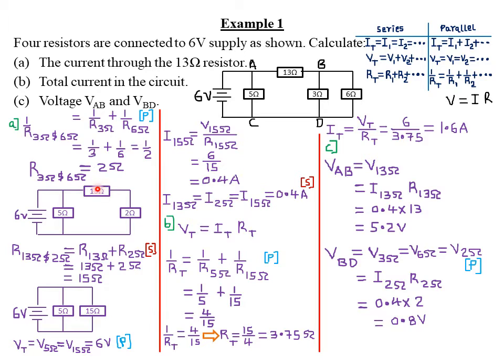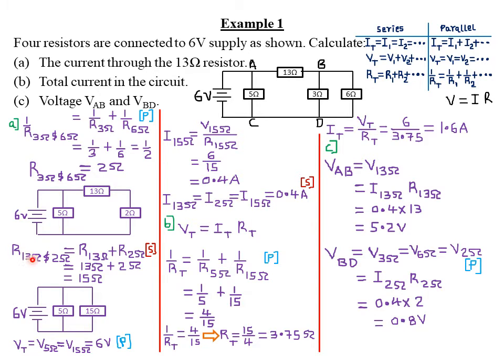But the same current flows through the 13 ohm resistor and the 2 ohm resistor, because they belong to the same side of this particular junction here. So if you look keenly at the 13 ohm resistor and 2 ohm resistor, they are connected one after the other. Therefore, they are in series with each other. Then we said for any series connection, R total is equal to R1 plus R2.